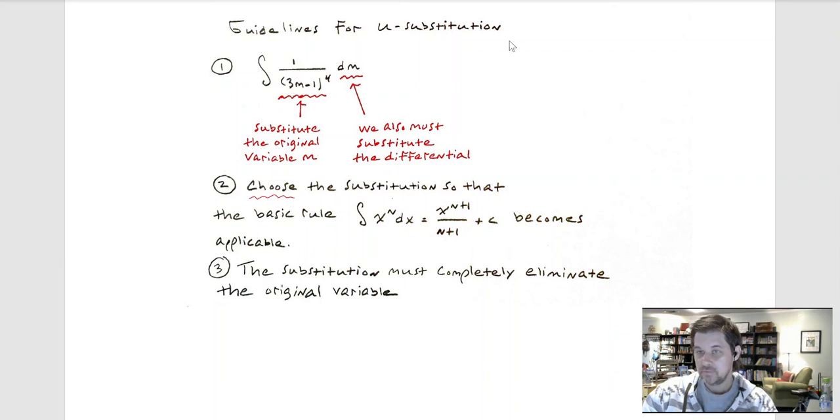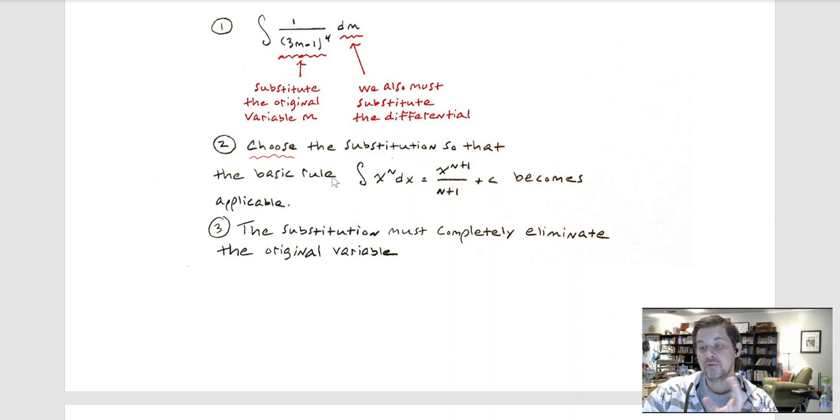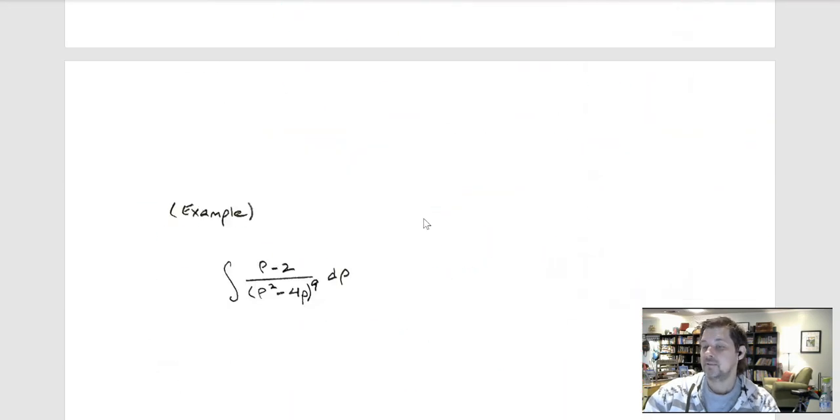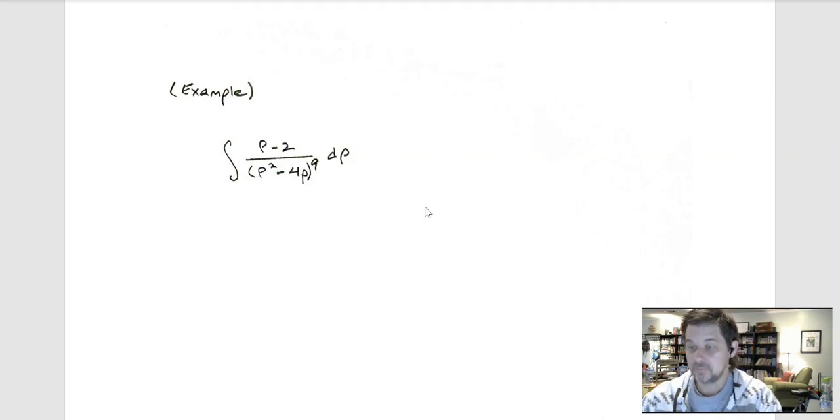So the method of u-substitution is to evaluate an indefinite integral that is more complicated than our rules would allow for. We substitute the original variable. We substitute the differential. And if we do that correctly, the basic rule becomes applicable. Okay. So let's look at a few more examples and I'll refer back to what I just told you there with those guidelines.